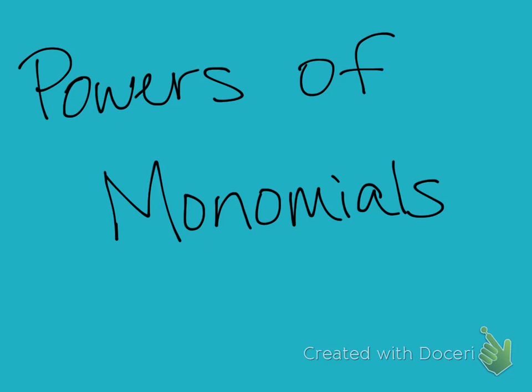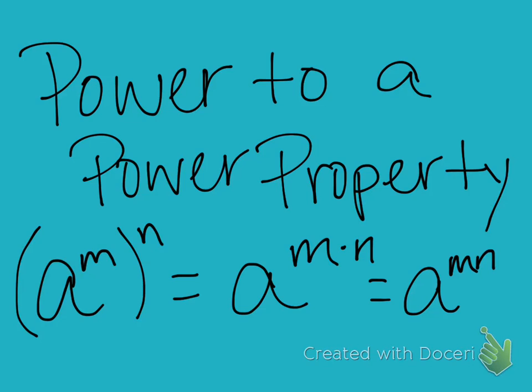Powers of monomials. First, we need to remember what a monomial is. If we refer back to that definition, it's simply numbers or variables, or numbers and variables put together. Now, when we're taking a power to a power, an example would be (a to the m power) to the n power. All that's saying is that we take everything inside those parentheses to the n power, including the power of m. What that looks like is a to the m times n, which is a to the mn.